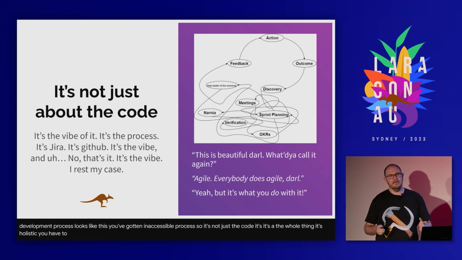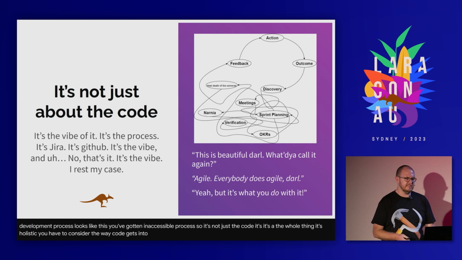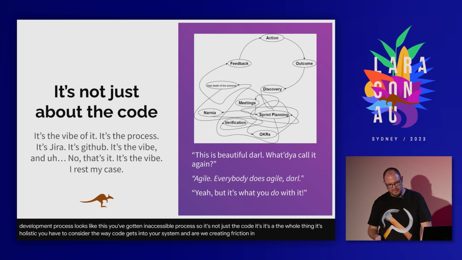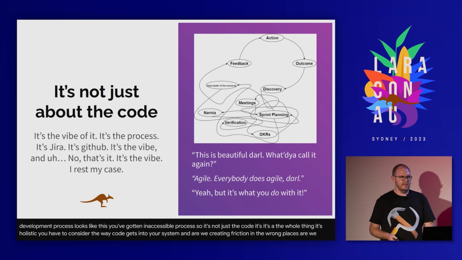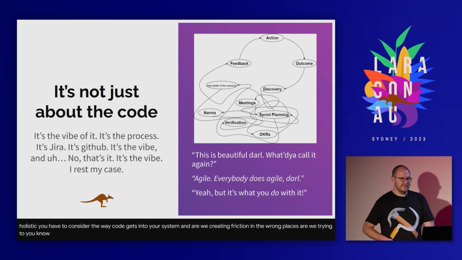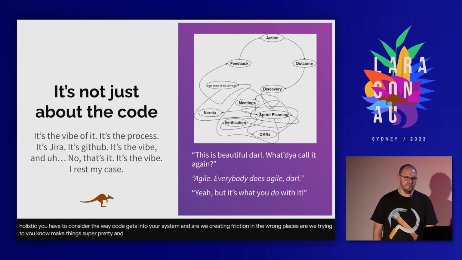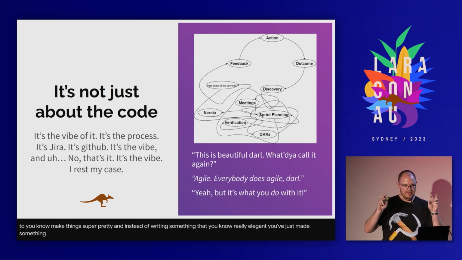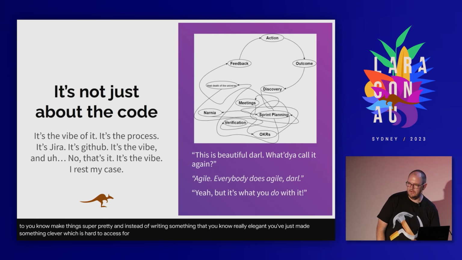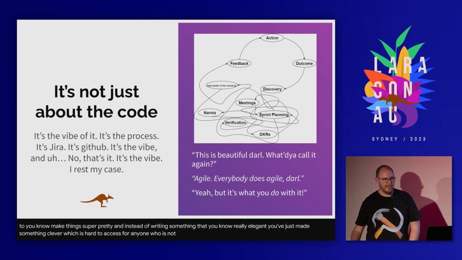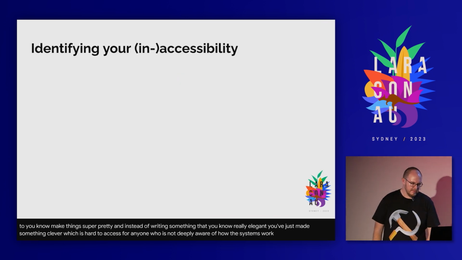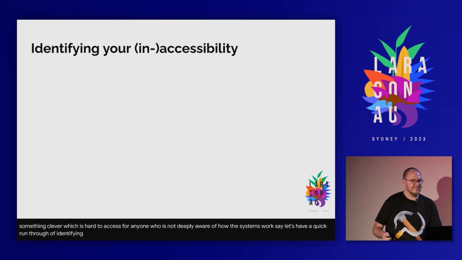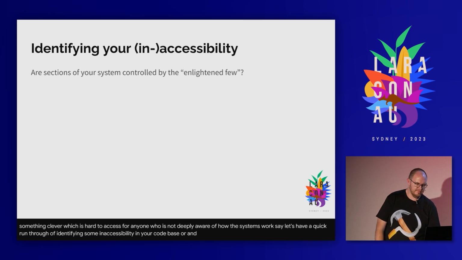You have to consider the way code gets into your system, and are we creating friction in the wrong places? Are we trying to make things super pretty, and instead of writing something that's really elegant, you've just made something clever, which is hard to access for anyone who is not deeply aware of how the systems work? So yeah, let's have a quick run through of identifying some inaccessibility in your code base or in your system.